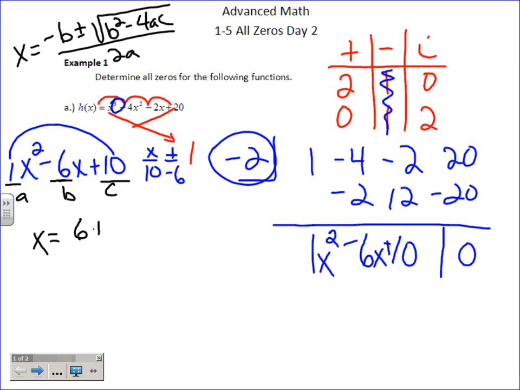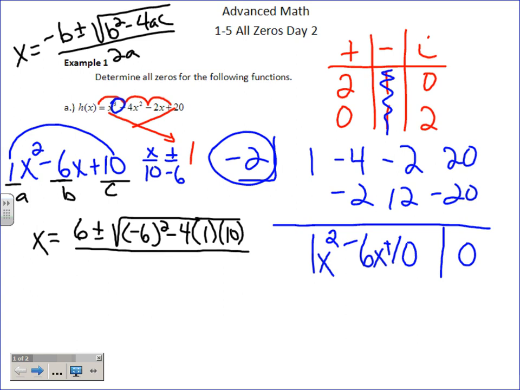Very good. Plus or minus the square root of negative 6 squared minus 4 times A times C. All divided by 2A. Some people only divide the radical by 2A, but everything gets divided by 2A. And A is nicely just 1.